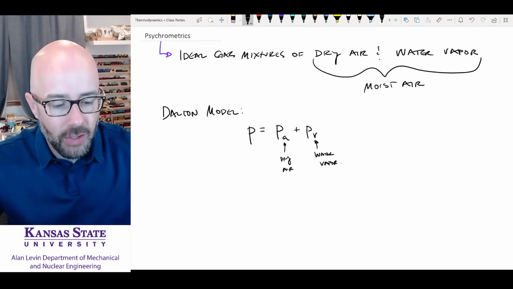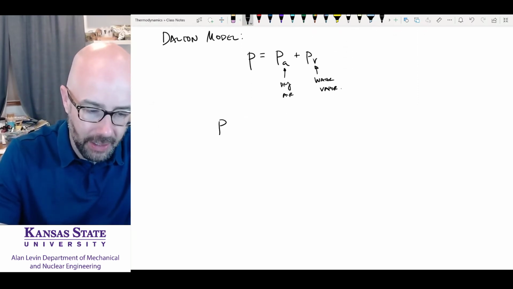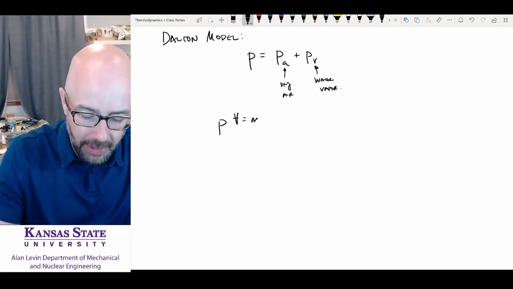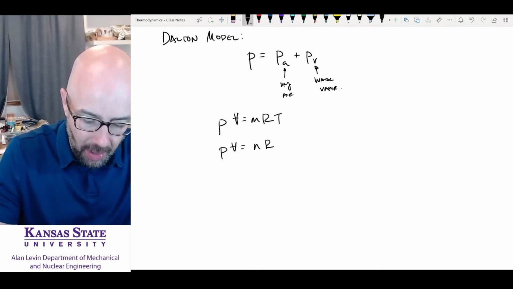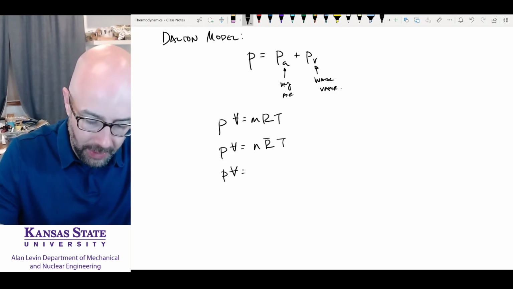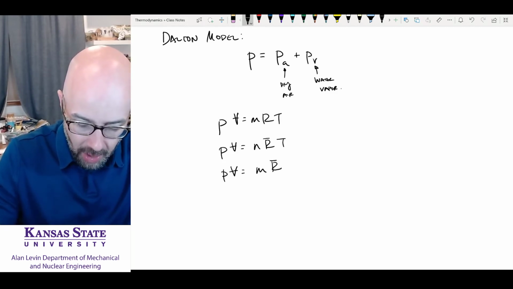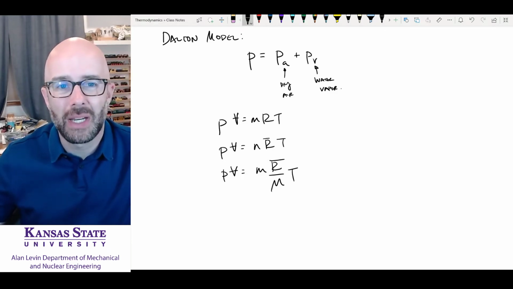Okay? And if we look at this, we know these things apply. Let's remind ourselves: PV is equal to mRT, or I can do PV is equal to n R-bar T, or I can do PV is equal to m R-bar all over the molecular weight times T. That's the ideal gas law. Those are the 3 different ways to write it.